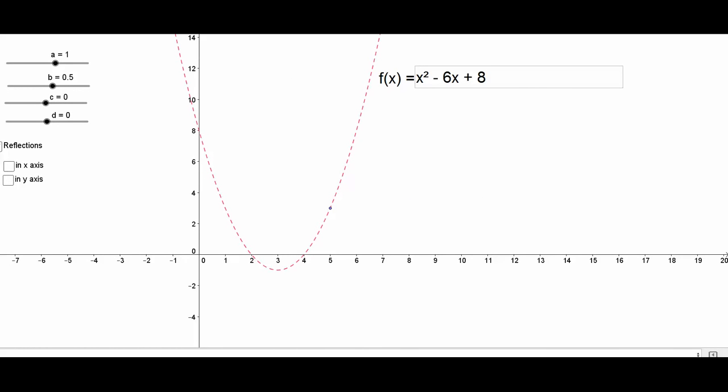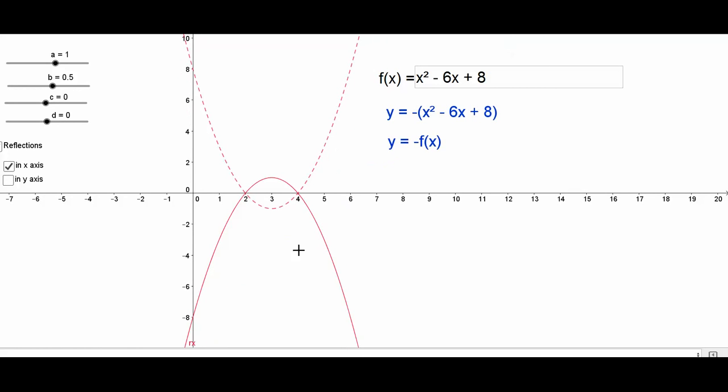Two more transformations you need to know are reflections. A reflection in the x-axis and a reflection in the y-axis. First of all, a reflection in the x-axis. Notice every point on the original graph has an associated point on the reflected graph, which is the same distance but on the other side of the x-axis. So the same distance from the x-axis but on the other side. We can see that the minimum point here is a maximum point on the reflected graph, and the points on the x-axis themselves stay the same.